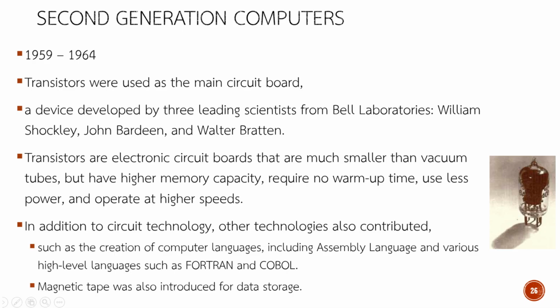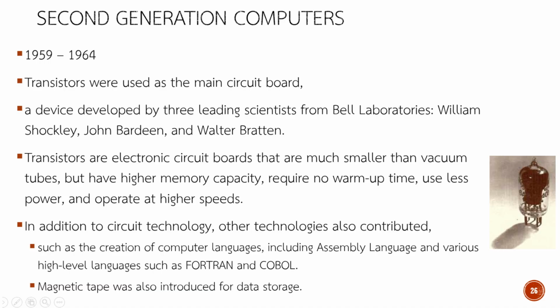From 1959 to 1964, transistors were used as the main circuit board, a device developed by three leading scientists from Bell Laboratories: William Shockley, John Bardeen, and Walter Brattain. Transistors are electronic circuit boards that are much smaller than vacuum tubes, but have higher memory capacity, require no warm-up time, use less power, and operate at higher speeds.